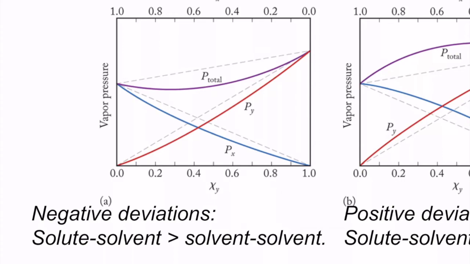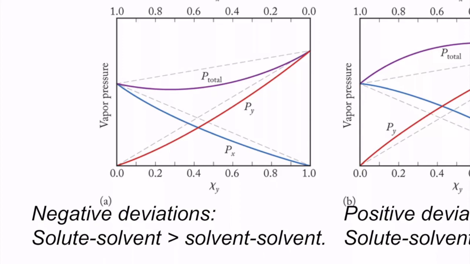The first graph on the left represents a negative deviation from what we would expect if it was an ideal solution. Negative deviation means we expect a higher vapor pressure than what we actually observe. The observed vapor pressures are what we see in the solid lines. The theoretical or expected vapor pressures are what we see with the dotted lines. So if we have some attractive forces between the solute and the solvent, we'll use ethanol and water as the example. Our solute, say, is ethanol, and our solvent is water.